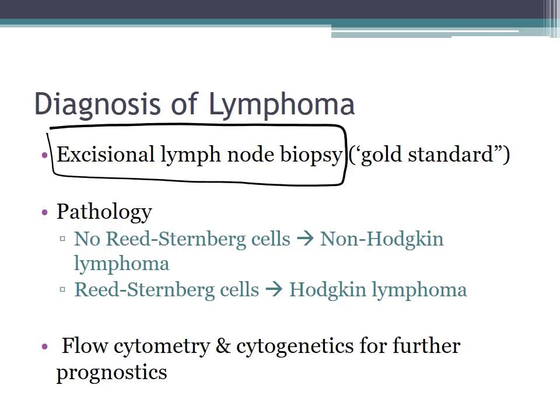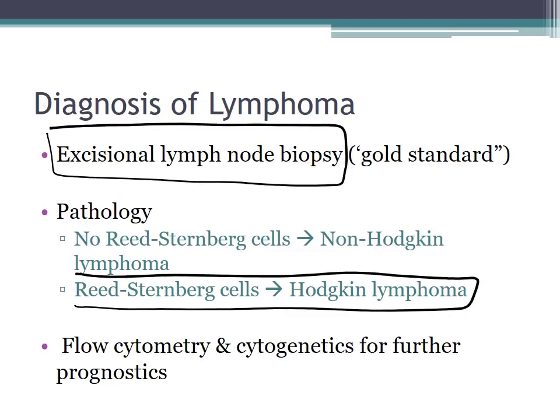Once you have that lymph node tissue, you can send that for pathology to run the testing for looking at Reed-Sternberg cells. If you do have those Reed-Sternberg cells present, you would diagnose with a Hodgkin's lymphoma. And of course, if there's no Reed-Sternberg cells, then it is a non-Hodgkin's lymphoma. Those samples will also be sent for flow cytometry and cytogenetics to get further prognostics to decide on the patient's treatment.